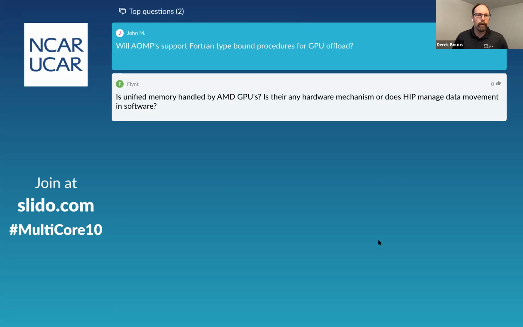Okay, so jumping into the question. Will AOMP support Fortran type bound procedures for GPU offload? Support Fortran type bound procedures. I don't know off the top of my head. I will have to look that up. Sorry about that.